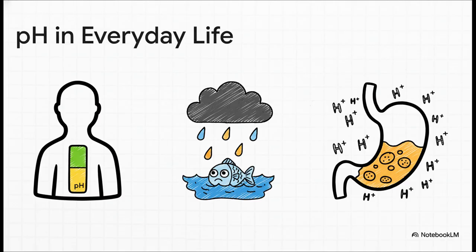pH is incredibly important in our daily lives. Did you know our own blood has to be kept in a very narrow pH range, around 7.4, for us to survive? You've heard of acid rain, right? That's when rain's pH drops below 5.6 and starts harming plants and fish. Even your own stomach produces hydrochloric acid with a very low pH to digest food. So you see, pH is everywhere.